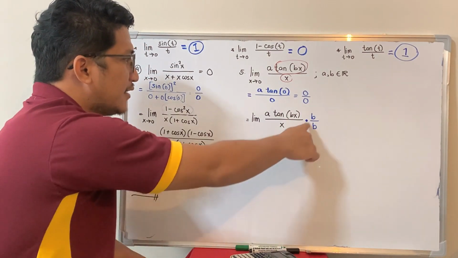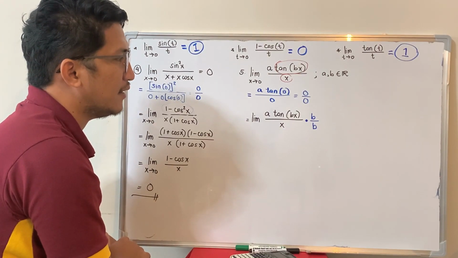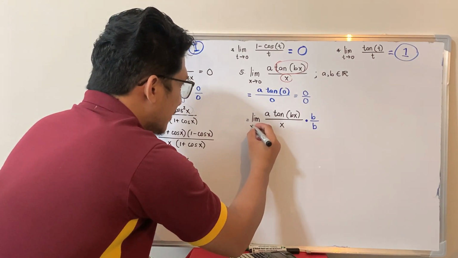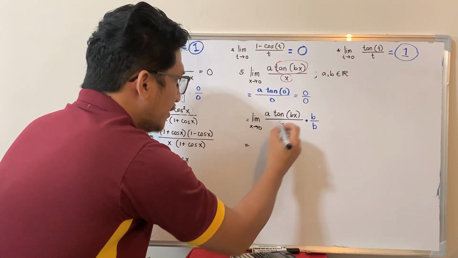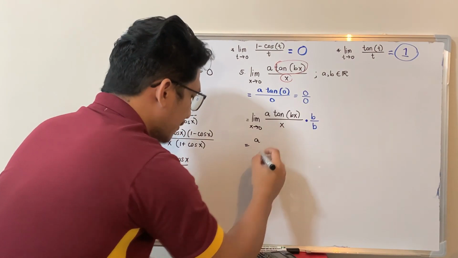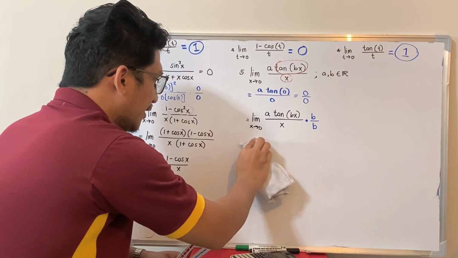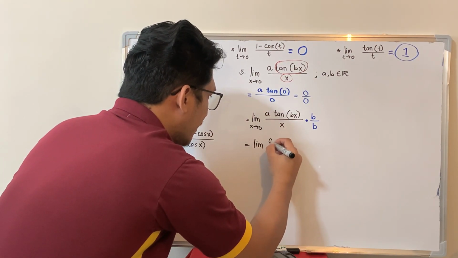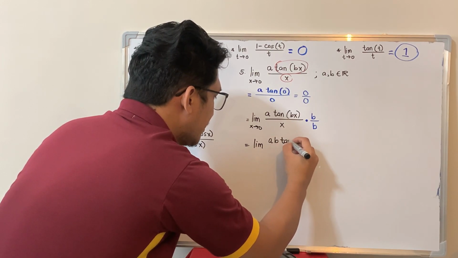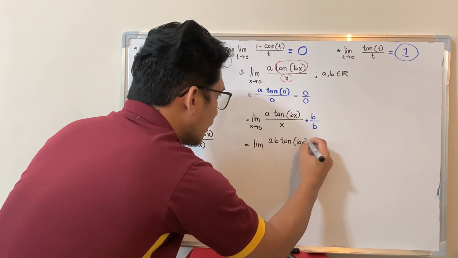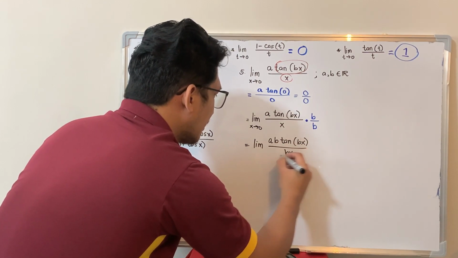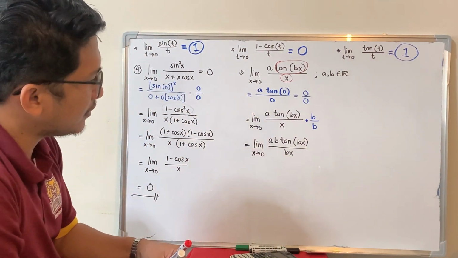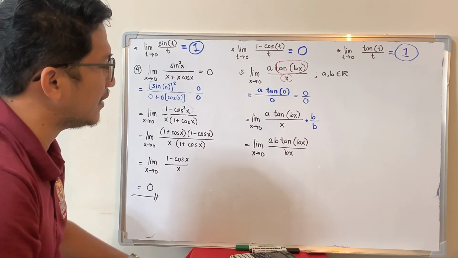Again, b is a constant, so it is an element of real numbers. Now, if I multiply it, x approaches 0 again, I forgot. This becomes a times b. Sorry, I should keep the limit. I'm not substituting it yet. So that should be equal to the limit of ab tangent bx all over bx as x approaches 0. Again, a and b are elements of real numbers, so they are constant numbers.